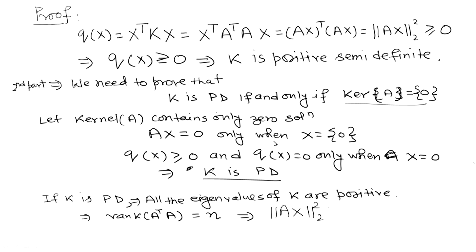The norm of Ax squared is greater than or equal to 0, or in fact it will be strictly greater than 0. Hence Ax will be 0 only when x equals 0. This means the kernel of A contains only the 0 vector. So this is the proof of the other side.